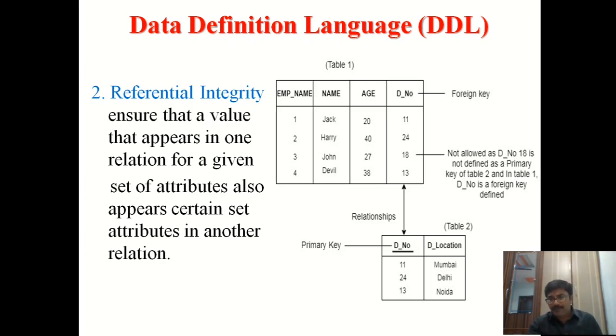Let us see the example. Here we have three departments in the department table, like 11, 24 and 13. These three departments are allowed in the employee table. In this employee table we have four departments, like 11, 24, 18 and 13. So 18 has no parent. That means department 18 is not available in the department table. That's why this violates the integrity constraint called the referential integrity constraint. So this is the constraint here.